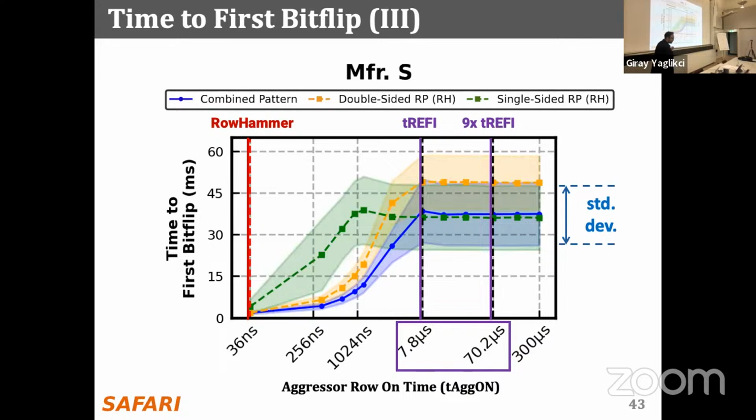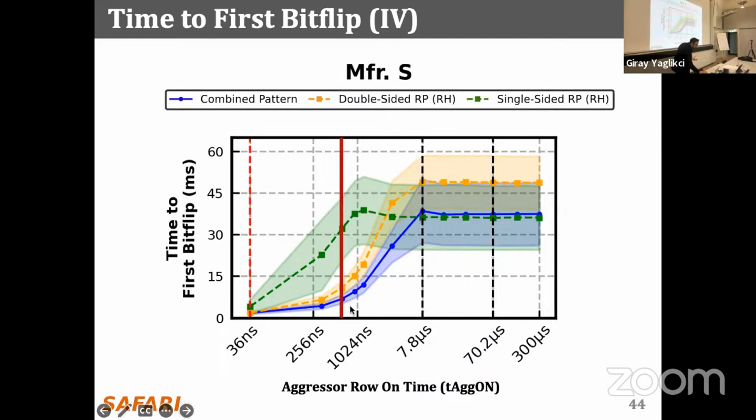The green curve shows the single-sided RowPress or RowHammer, and the orange one shows a double-sided attack. And the purple, or blue, I'm not sure which color that is, shows the combined. I'm referring to this curve. The important thing to see here is that the blue curve is below the other curves. On the y-axis, we look at the time to first bit flip. So for a given aggressor row on time, if I put a line over here, it cuts the blue sooner than orange and green.